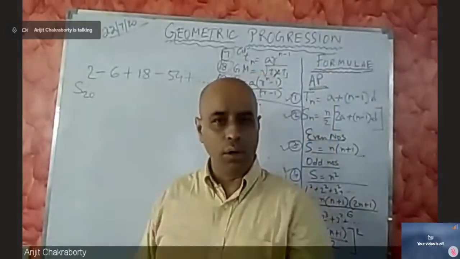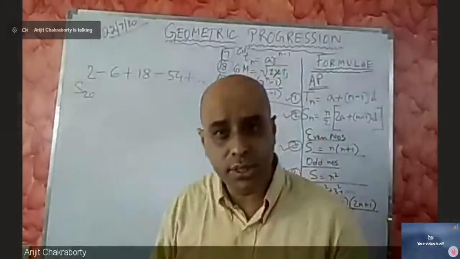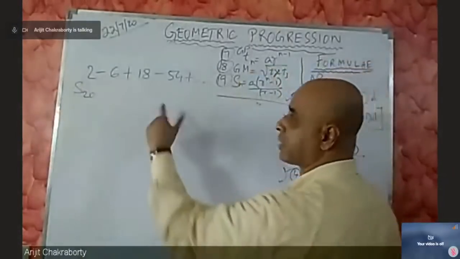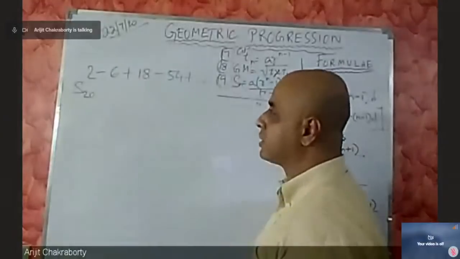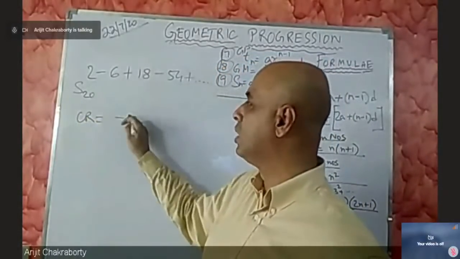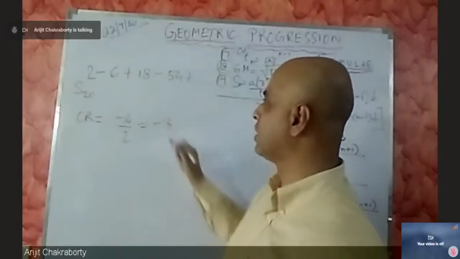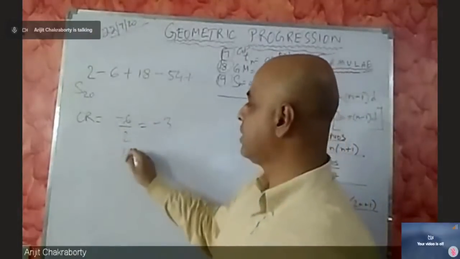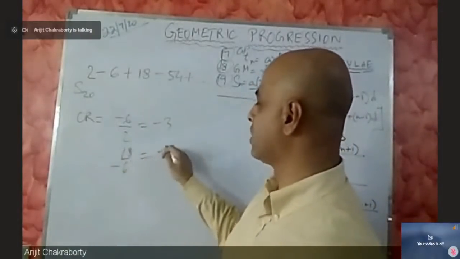Is it an AP? No. Is it a GP? Yes. If it is a GP, what is the common ratio? The common ratio will be: take this term by this term. So let's take CR, the common ratio, equal to say minus 6 by 2. Minus 6 by 2 gives me minus 3. You take this one, 18 by minus 6. So 18 by minus 6 is also minus 3.